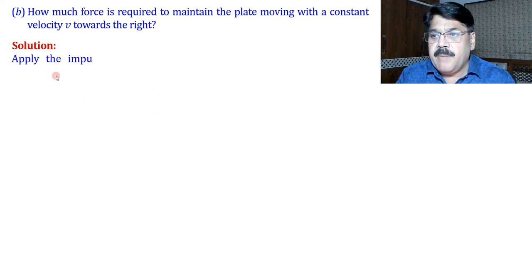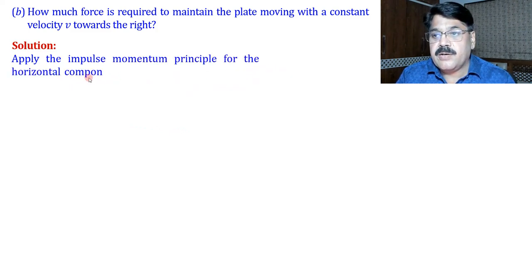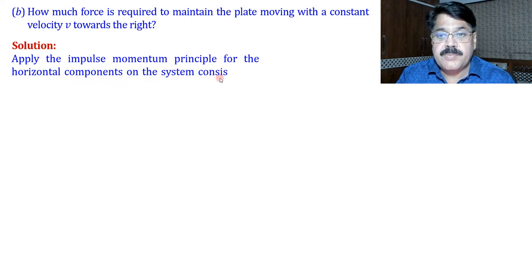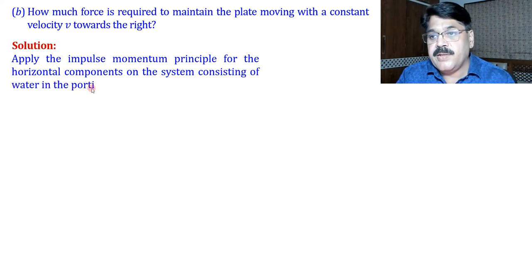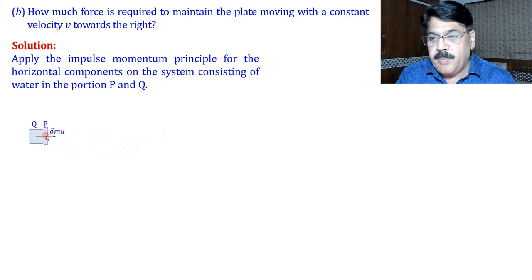Apply the impulse momentum principle for the horizontal component on the system consisting of water in the portion P and Q. And water in portion Q is that amount of water which will enter the P in the time interval delta t. So that is Q and P. And its momentum is dmu, because we are not writing momentum of the water in portion P, because we know that it is not going to change. So we write only momentum of water in portion Q, that is dmu.